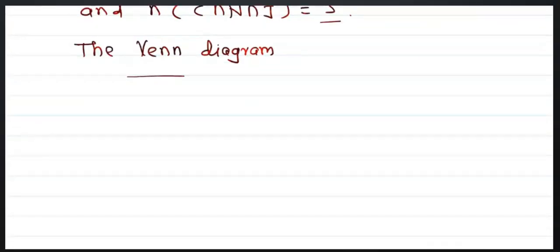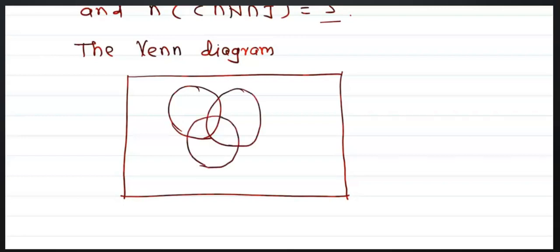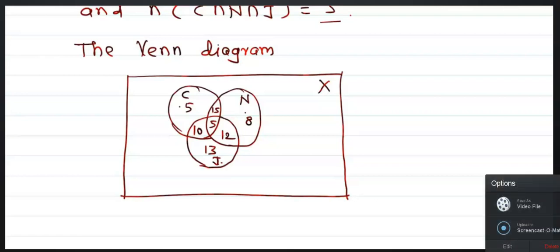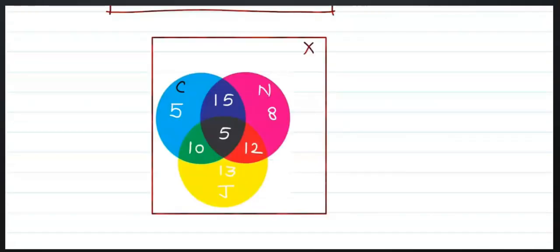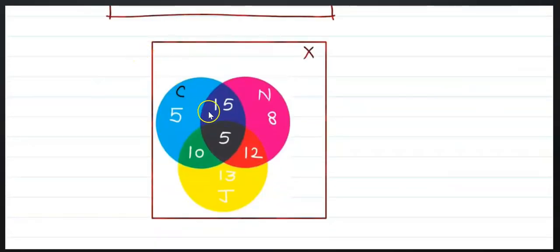Now see this Venn diagram. First are C, NEET, and last is JEE. In this case, you can see the number of students who failed. Again, you can see a very good figure. These are the 5 students who failed in all.